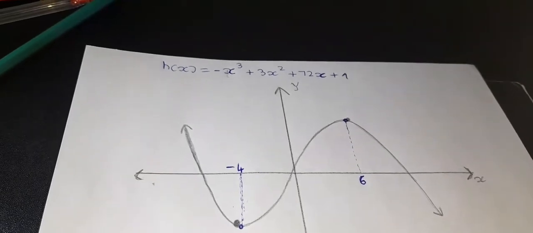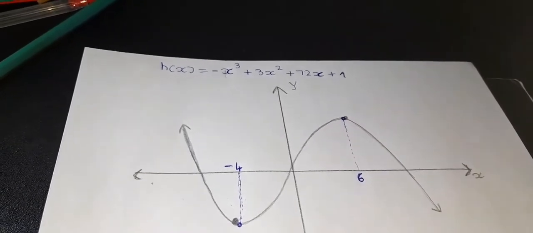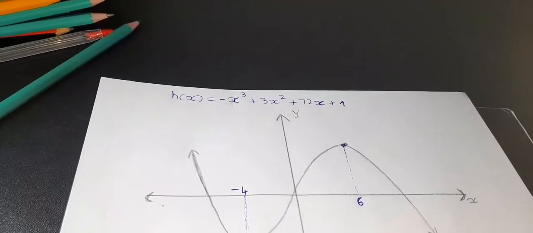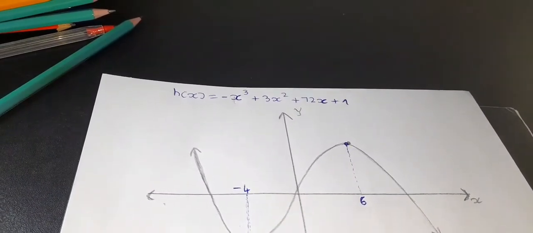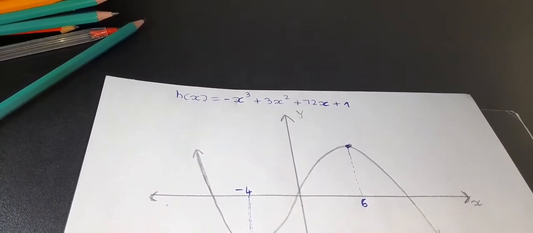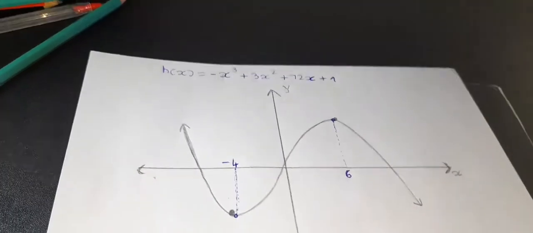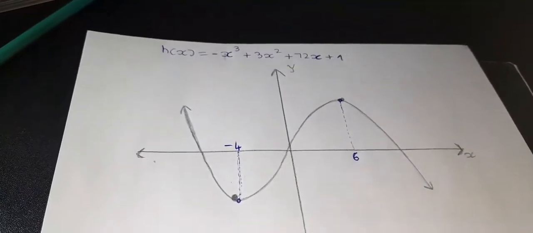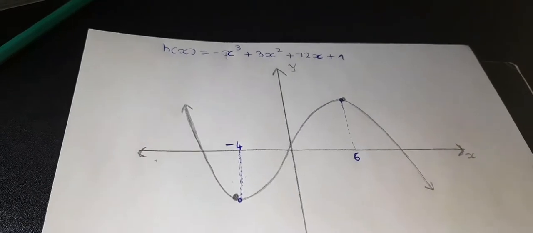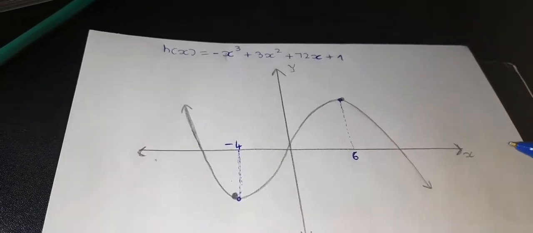We are given a function here. h(x) is equal to negative x cubed plus 3x squared plus 72x plus 1. And I want us to calculate the point of inflection.